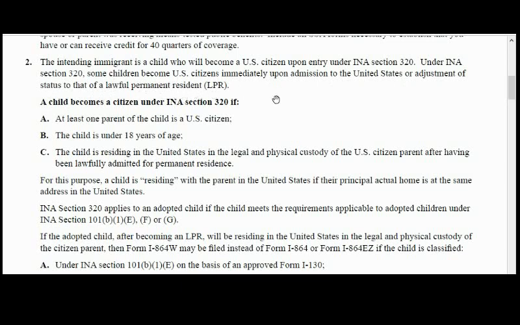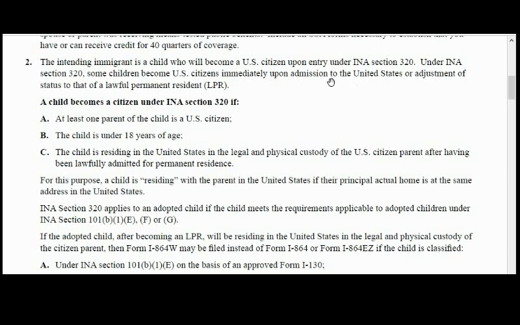So let's say you file a petition for your child, and your child will become a U.S. citizen once he or she comes to the United States of America. Then your child will be exempt from filling out Form I-864 and will fill out Form I-864W instead. Or if your child will become a permanent resident as well, he'll be exempt.